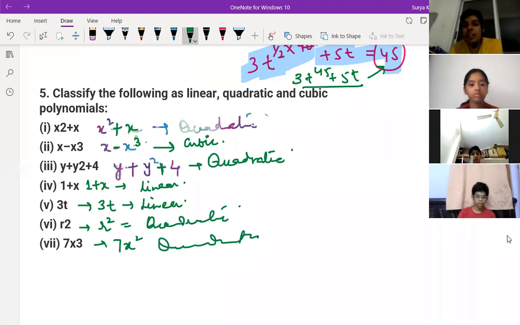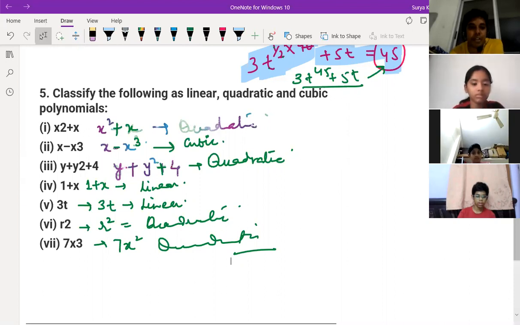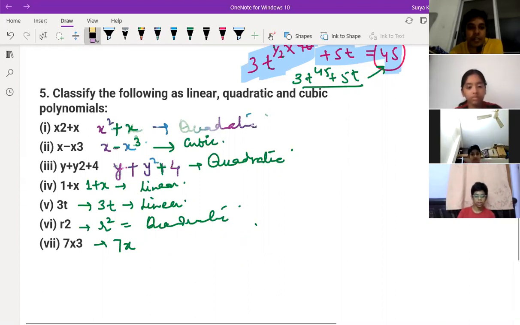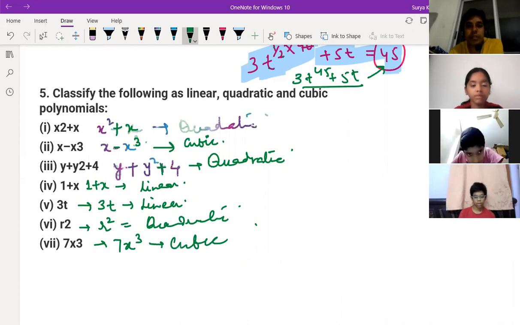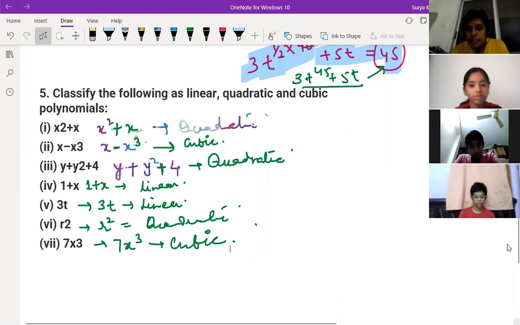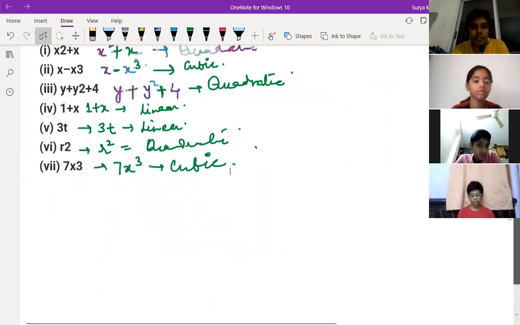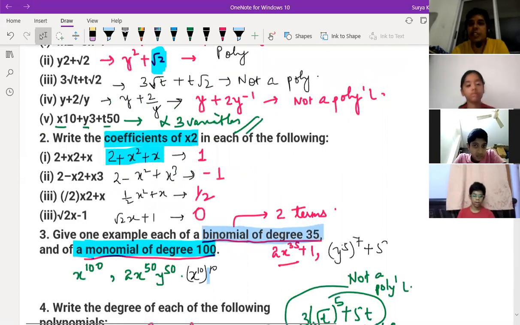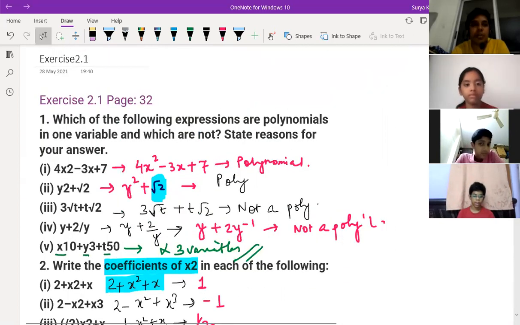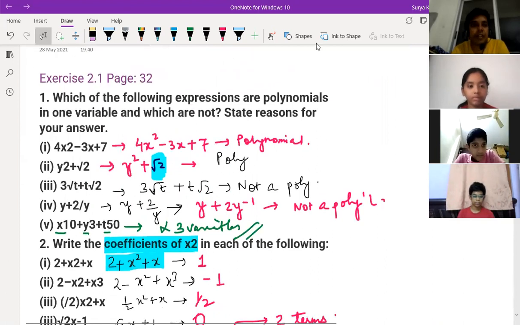Is it clear now to everyone? Yeah, sir. The first one is linear, right, sir? Cubic. Fifth one is cubic, right? Last one, seventh one. Yeah, this is cubic. All right. So for this, this much only is there. If you check, 2.1 is this much only.